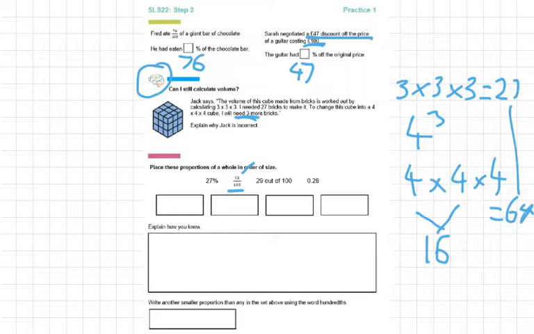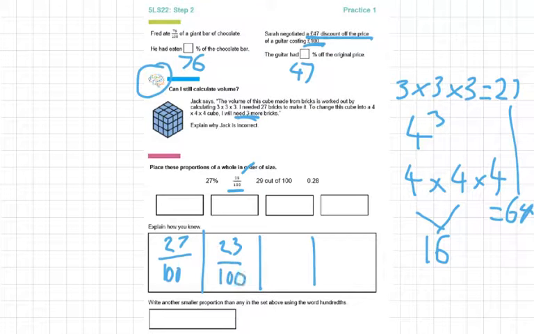So let's look at number 1 here. As a fraction, 27% will be 27 over 100. And this is fine for explaining, just converting them all into the same thing rather than using words. Now I think that's 23 over 100. I might have got that wrong, in which case I might not get any of these right. But let's just imagine that's 23 over 100 for now. 29 out of 100, we can simply write that as a fraction. And then 0.28 would be 28 over 100.